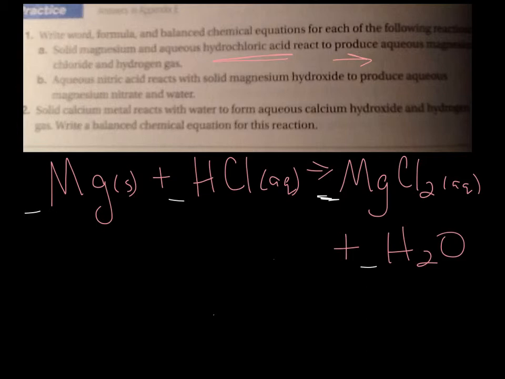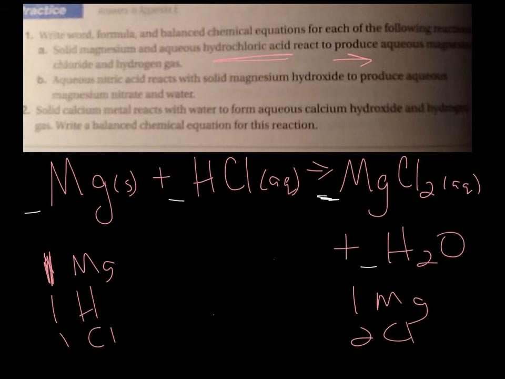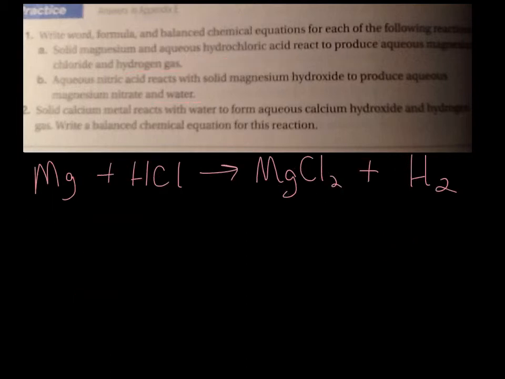So we have on the reactant side, we have 1 magnesium, and we have 1 hydrogen and 1 chlorine. Over here on the product side, I have 1 magnesium, 2 chlorine, 2... oh wait, did I mess up? Oh, I went to the second one here. We're going to make hydrogen gas. That's my error. We have to go back. So back to this one.